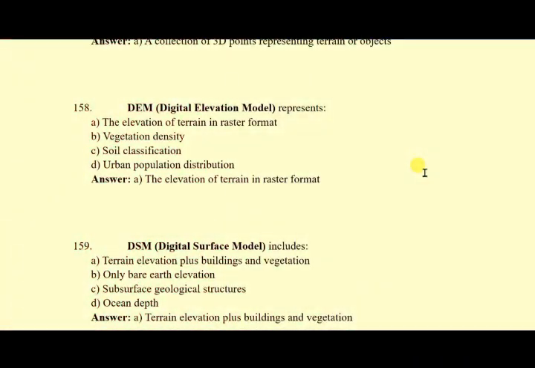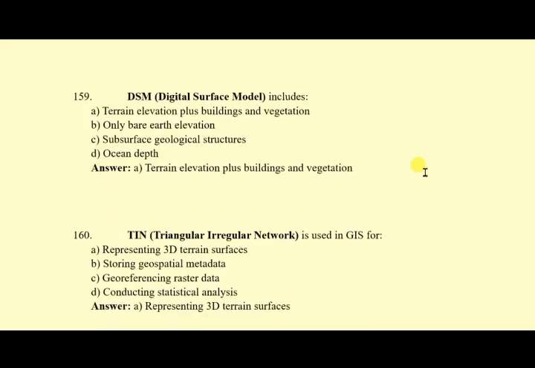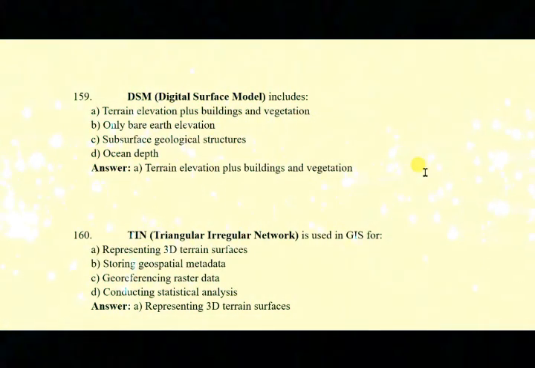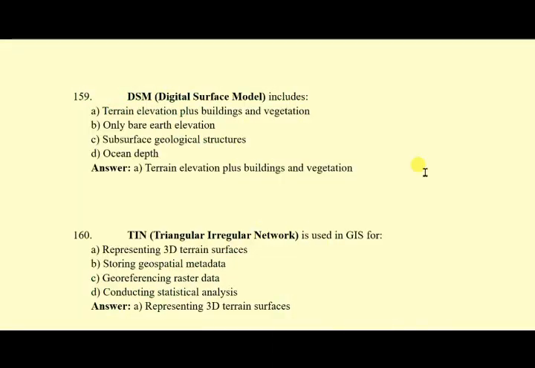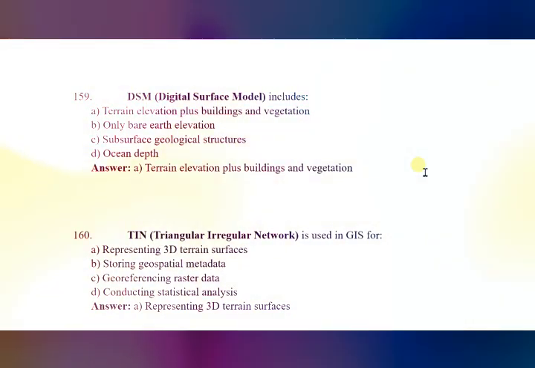158. DEM, digital elevation model, represents the elevation of a terrain in raster format, vegetation density, soil classification, urban population distribution. The right answer will be the elevation of terrain in raster format. DSM, digital surface model, includes terrain elevation plus buildings and vegetation, only bare earth elevation, subsurface geological structures, ocean depth. The right answer will be terrain elevation plus buildings and vegetation.